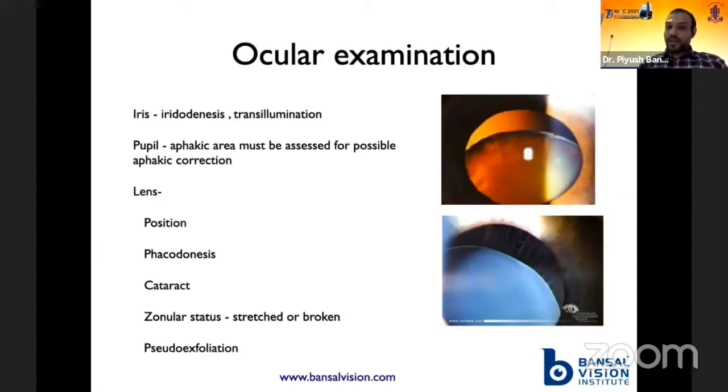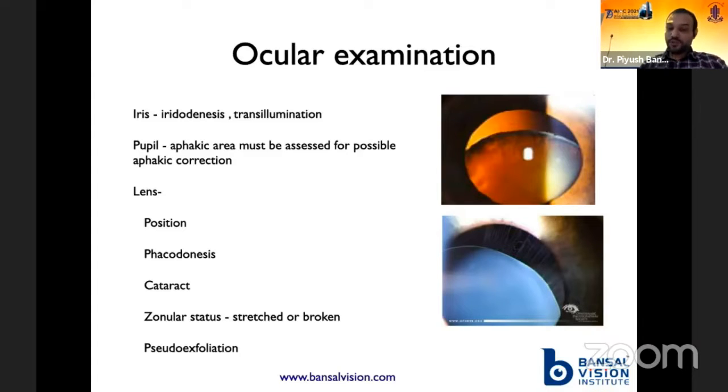The iris might show iridodonesis. There might be transillumination defects. And the pupillary area must be nicely assessed because the aphakic area can give an idea about aphakic correction. It's important to look at the lens position, whether there is any phacodonesis, whether there's associated cataract, what is the status of the zonules, whether they are stretched or broken, because it's going to be important while taking a decision on the management of the patient.